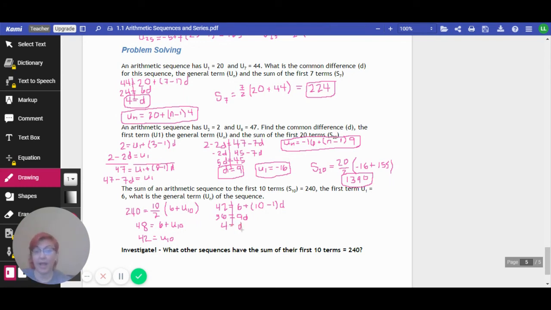So now I can write the general term of the sequence. un equals the first term, 6, plus n minus 1 times my common difference, which is 4.